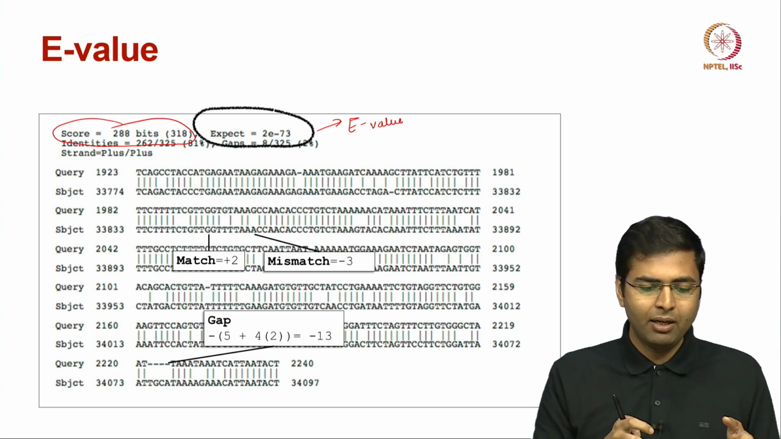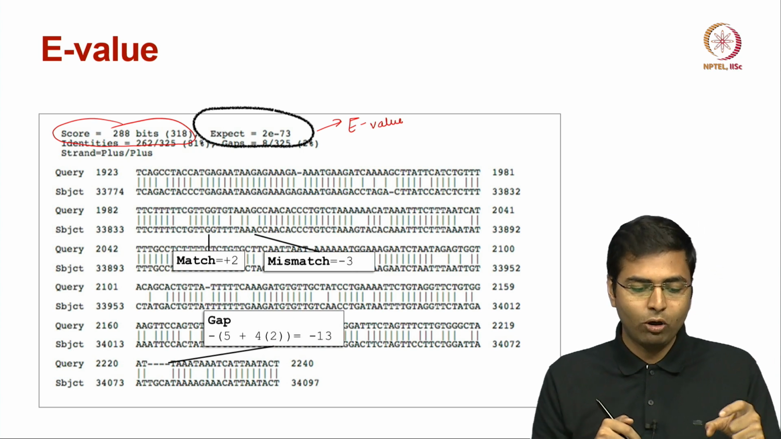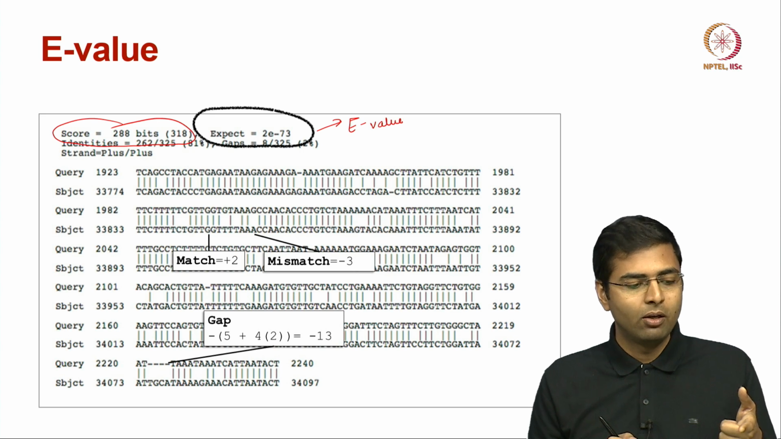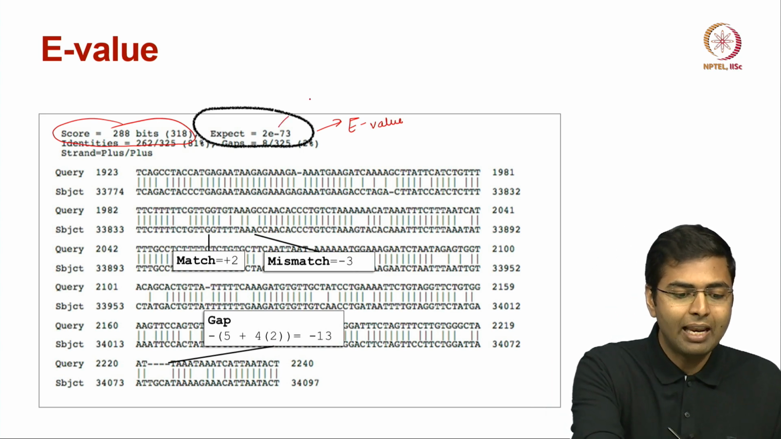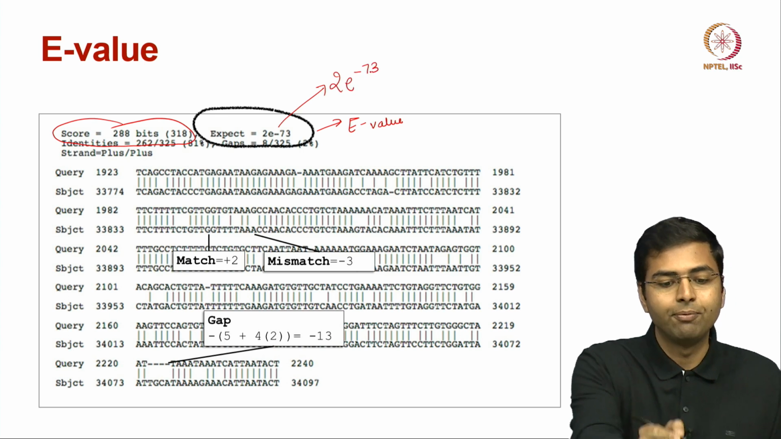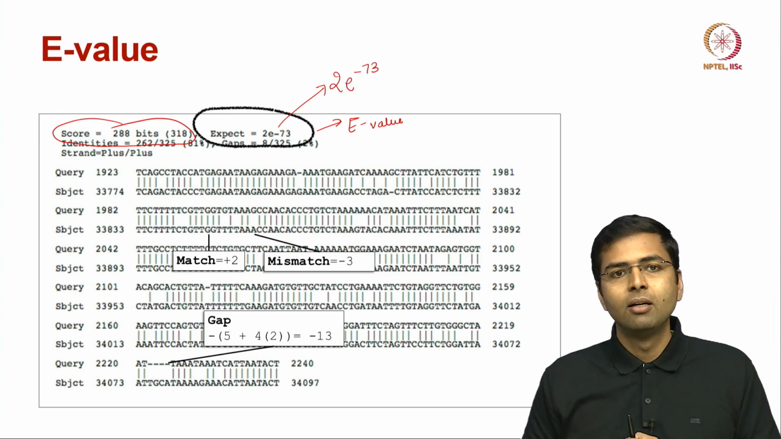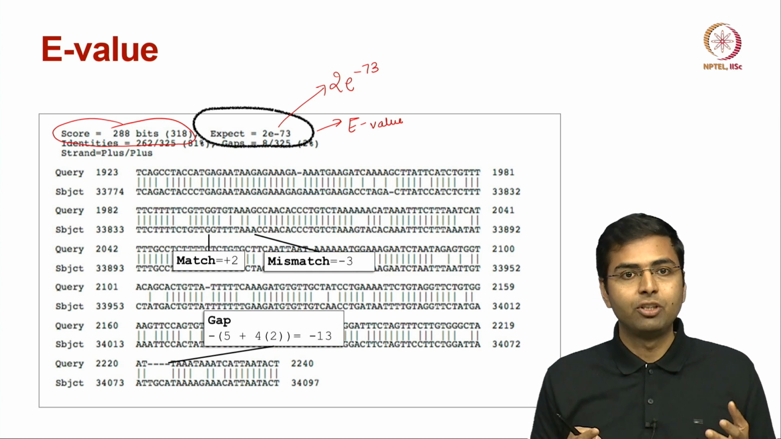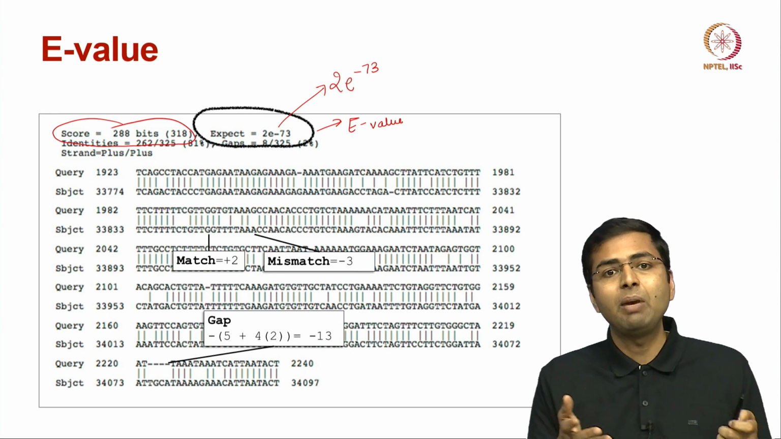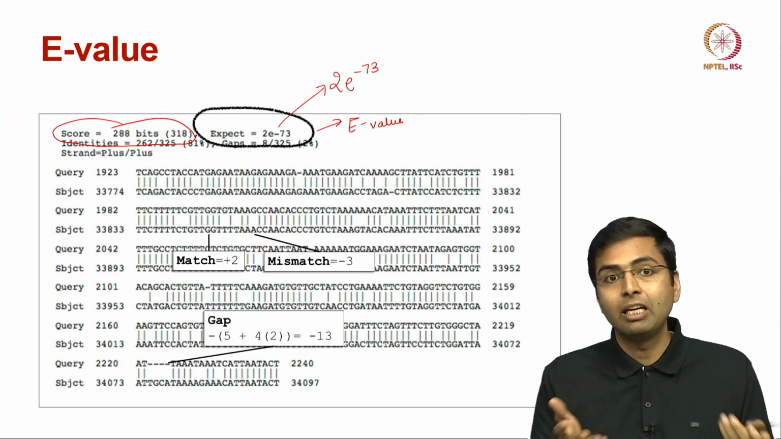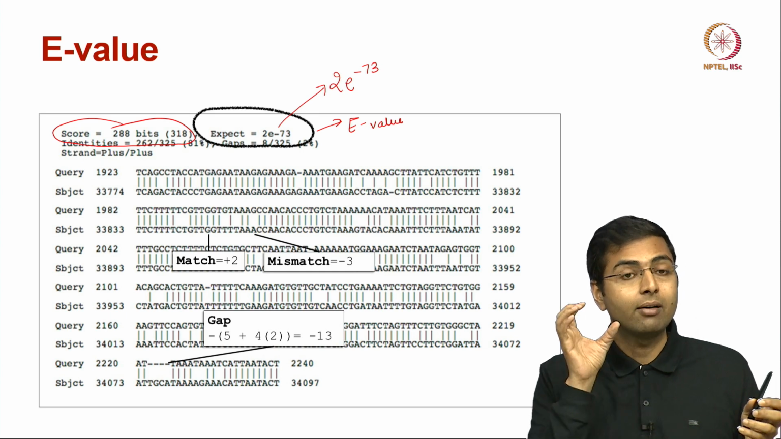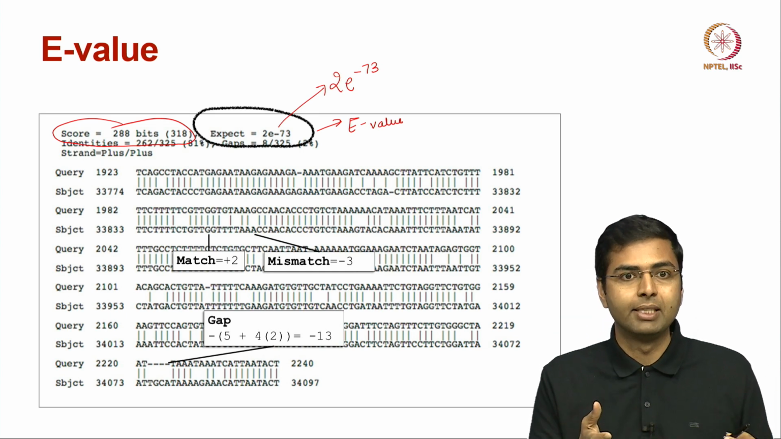In this particular example, because this alignment is very high quality, you can see that there are many matches involved and the score is very high. Therefore, the E value is very small, 2 E raised to power minus 73. But if this E value is large, beyond the threshold that you may have, then you can expect that the observed alignment is statistically insignificant, and maybe we should ignore that alignment and not call that a valid hit in the database.